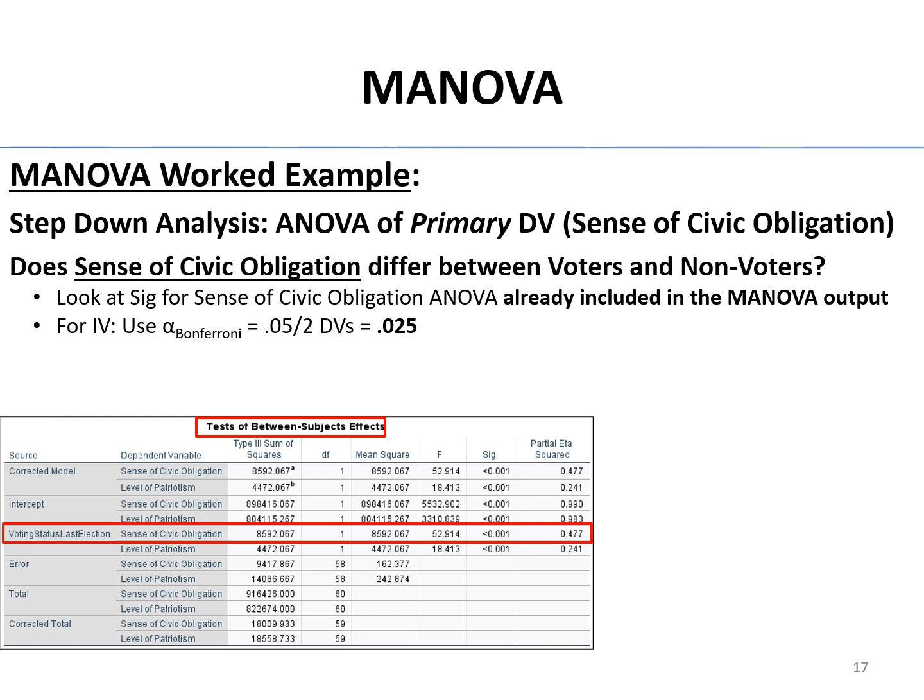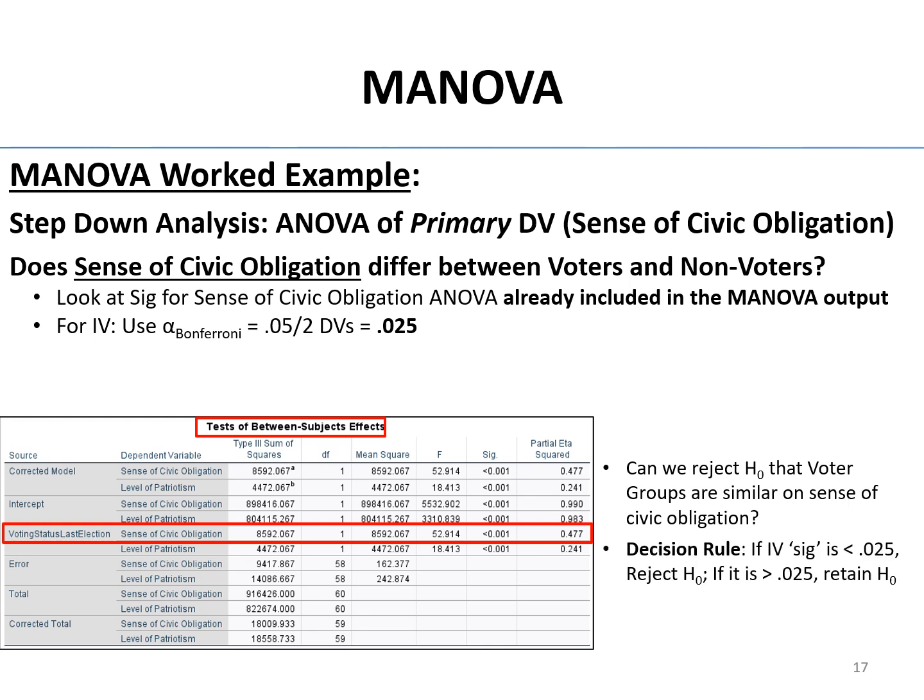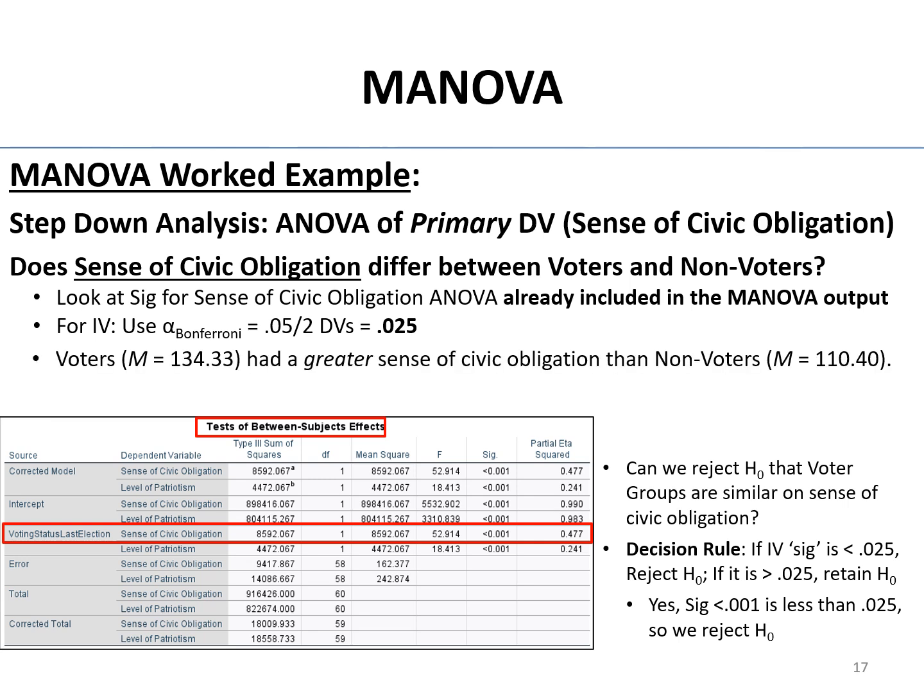We can use a Bonferroni corrected alpha level, so for things to be statistically significant they have to be less than 0.025. So can we reject the null that voter groups are similar on sense of civic obligation? There's our rule. Sig's less than 0.025 we'll reject. If it's greater than 0.025 we'll retain. And I love it when it's this easy. It's clearly less than 0.025. So we will reject that null. So what's that mean? Well, the voters and the non-voters differ on sense of civic obligation.